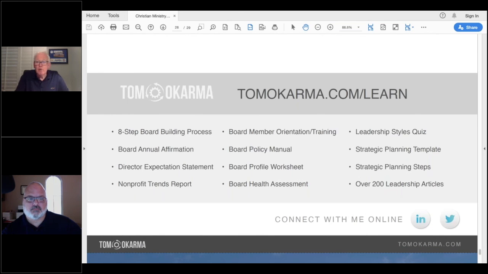Here are some other tools, which I didn't mention, that you can download for free, no charge, at tomokarma.com/lead. See if any of them work for you. Take them, change them. They're not copyrighted, so put them on your own stationery. Make them fit, make them work for you.